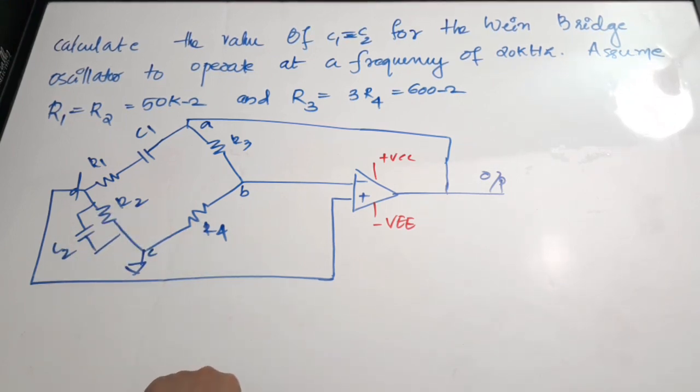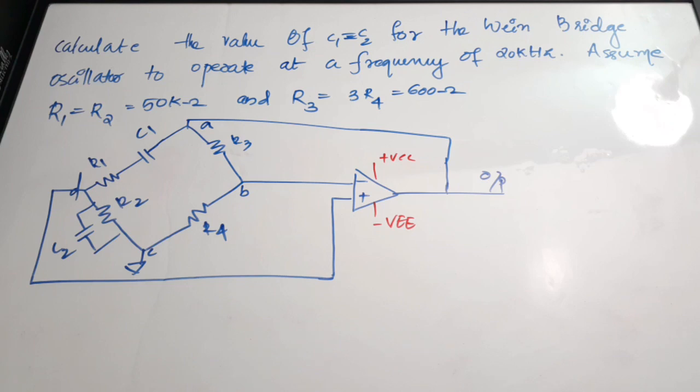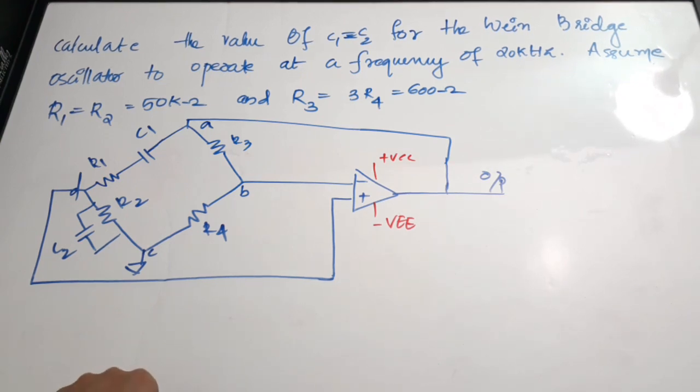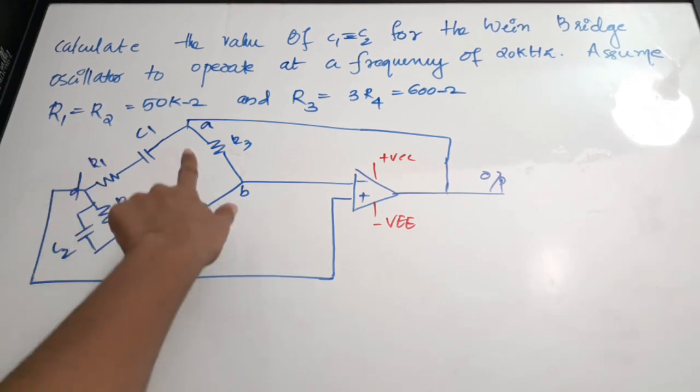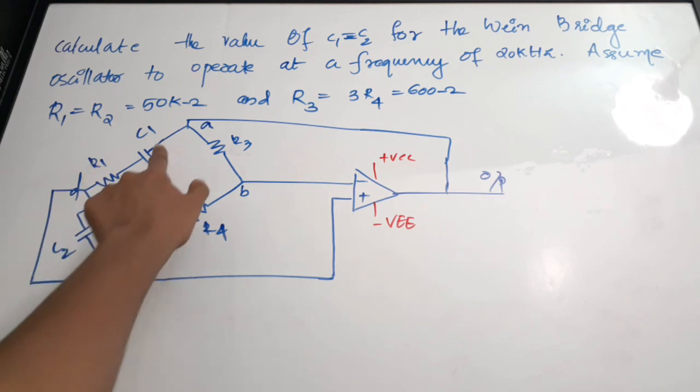So the question here is to calculate the value of C1 equal to C2, where again C1 is equal to C2, for the Wien bridge oscillator to operate at a frequency of 20 kilohertz. The frequency of operation is given to you. Assume R1 equal to R2 equal to 50 kilohms, and R3 equal to 3, R4 equal to 600 ohms. For finding the value of C1 equal to C2, you don't need R3 and R4. You only need the values of R1, R2, C1 and C2.